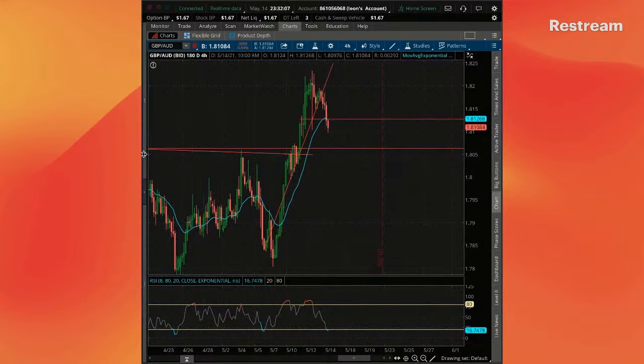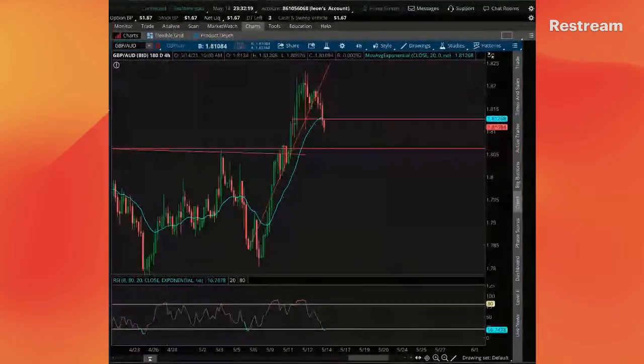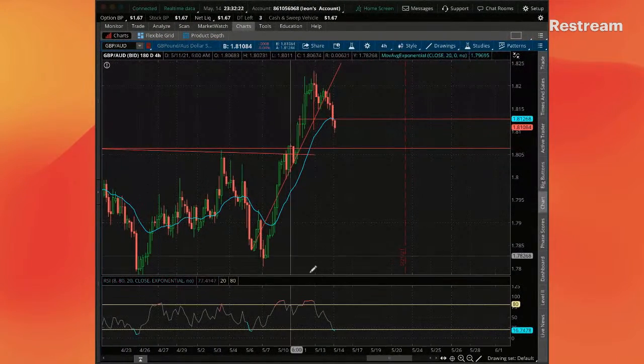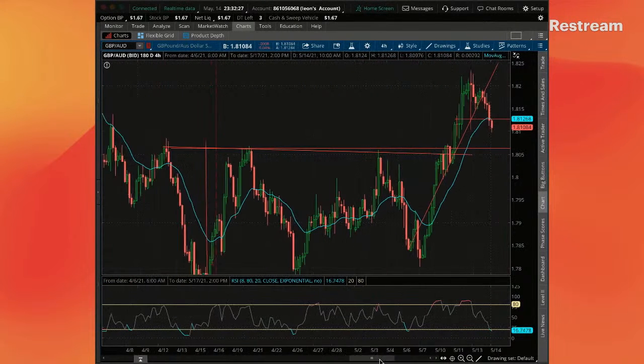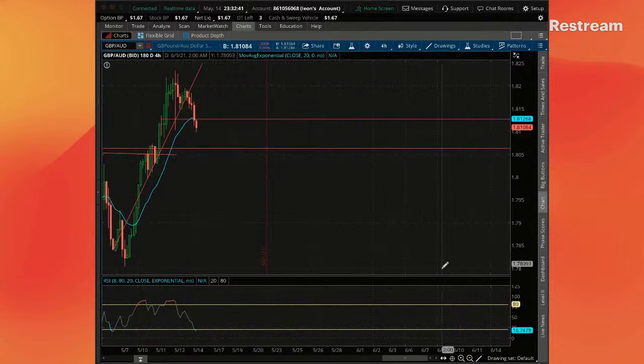I gotta widen this out. Let's see. There we go. Widen out a little bit. Just can't see me. Let's see. So here, let me see what's the high for this one. 82.03. And what is this one? 82.16. Can't use that one.